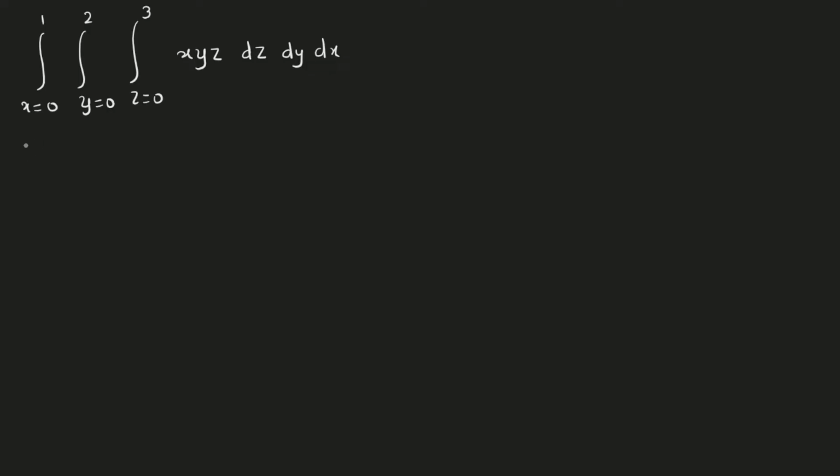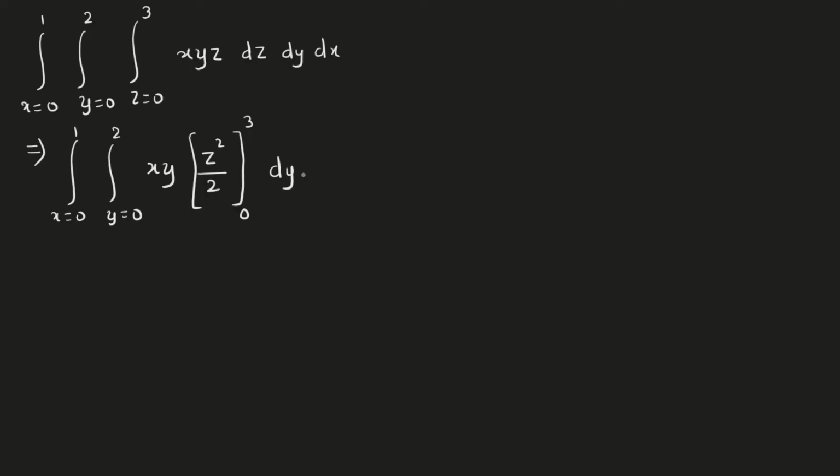How will you simplify this? First two integrals as they are, x 0 to 1, y 0 to 2. You have to integrate first with respect to z. Whenever you are integrating with respect to z, x and y act as constants, so keep them as they are. Integration of z is z square by 2, but you have limits, so limits vary from 0 to 3. Remain this one, dy dx.